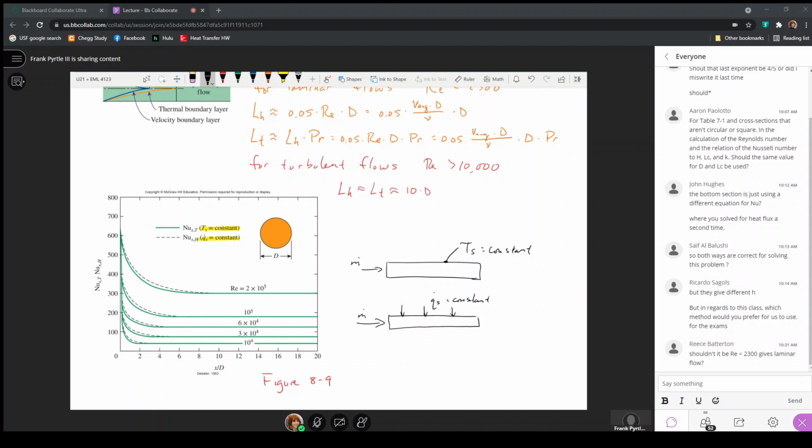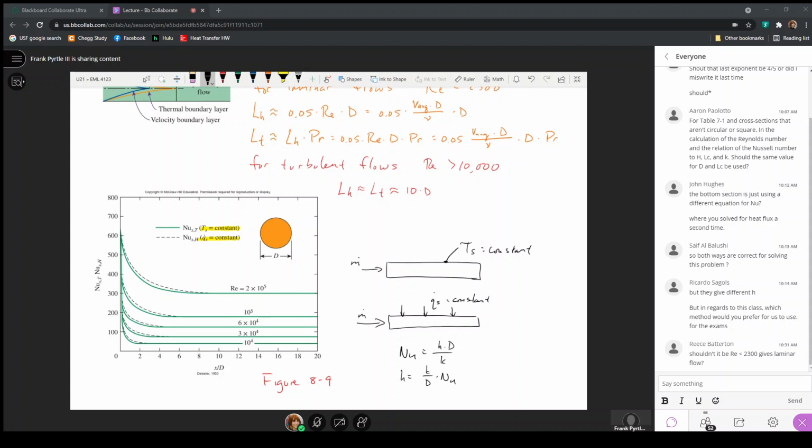So here it just indicates it takes a little longer, when we consider x over d, for the thermally fully developed condition to exist or to begin when we have a constant heat flux problem. So these non-dimensional expressions of the Nusselt number, where the Nusselt number is just h times d over k, mean that the heat transfer coefficient is just k over d times the Nusselt number.